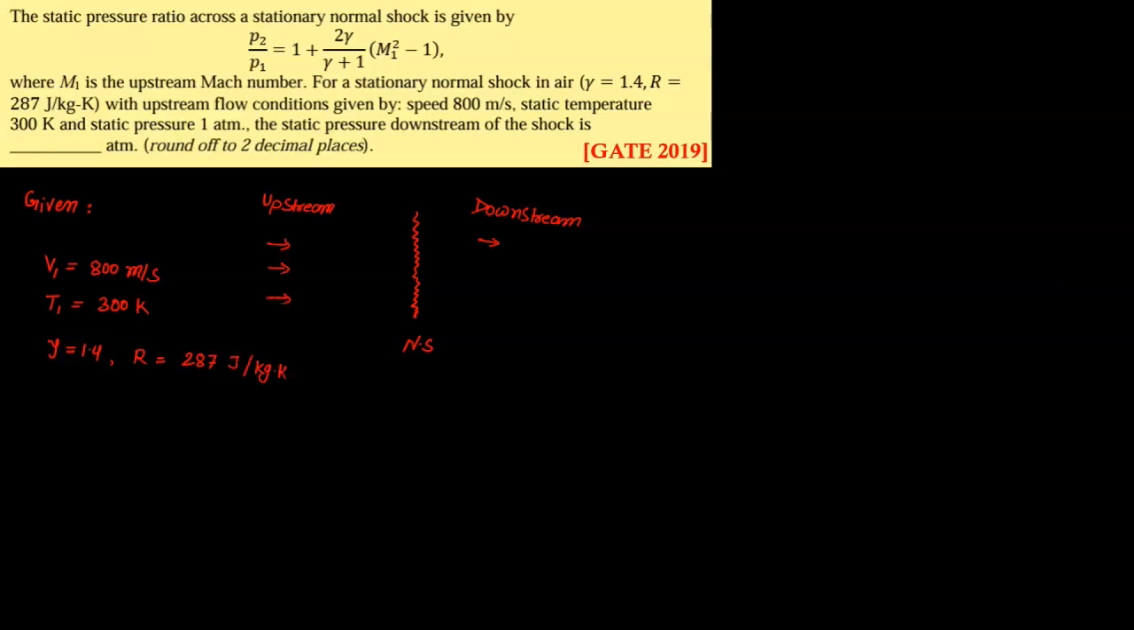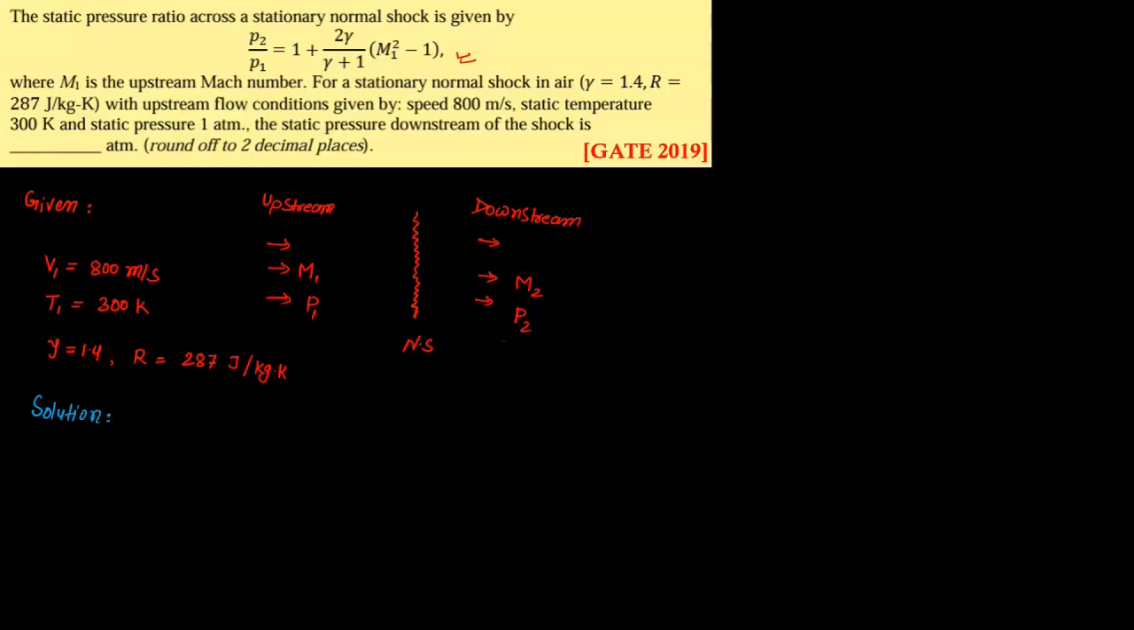And here this upstream condition will have Mach number M1, and similarly in the downstream conditions these values will be changed, that is Mach number will be M2, similarly pressure will be P2, here pressure is P1. So we need to find the static pressure P2 here, and the relation between P2 and P1 is already given in this question.